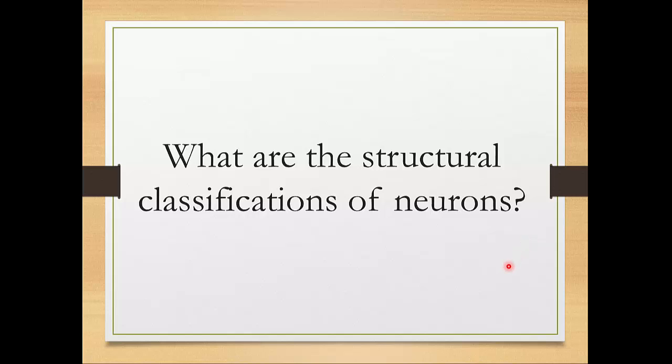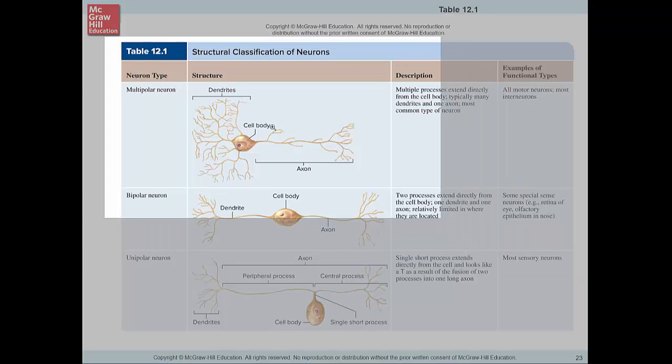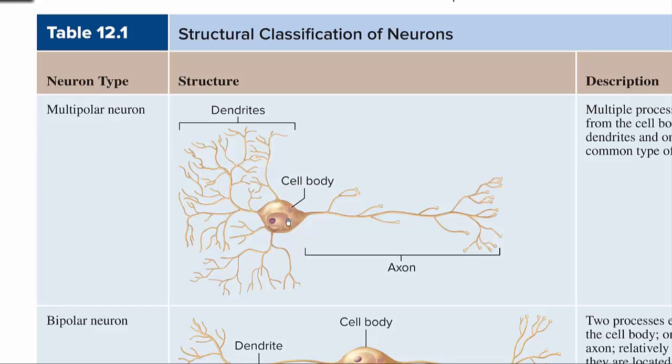What are the structural classifications of neurons? So, when we're looking at the structural classifications of neurons, it deals with how many extensions come off of the cell body. So, let's take a closer look. Multipolar neurons have several extensions that come off the cell body. Okay, you can see all of the dendrites that are extending off, and then you also have the axon. So, with multipolar neurons, they tend to involve a lot of incoming information and then also outgoing information as well.